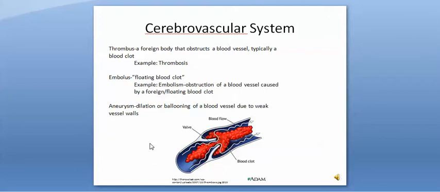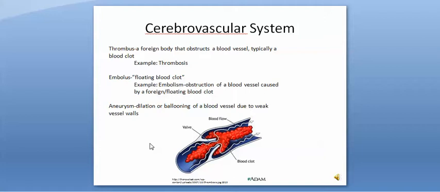All right, so now we're going to talk a little bit about what can go wrong. So if you work with adults or with neonates, they're really at risk of having strokes. So we're going to talk about blood clots, floating blood clots, and aneurysms. So a thrombosis is really a blood clot. It's any foreign body that's obstructing a blood vessel.